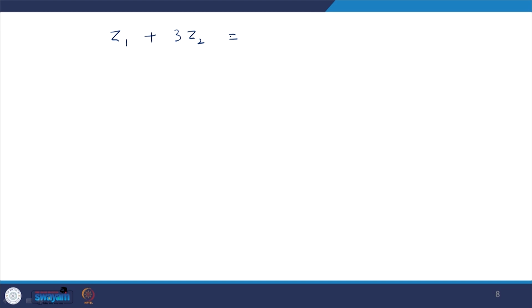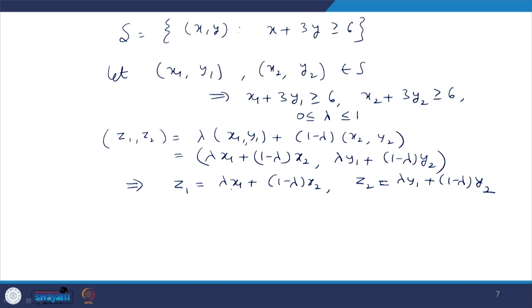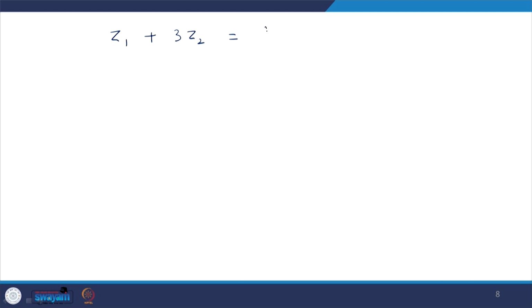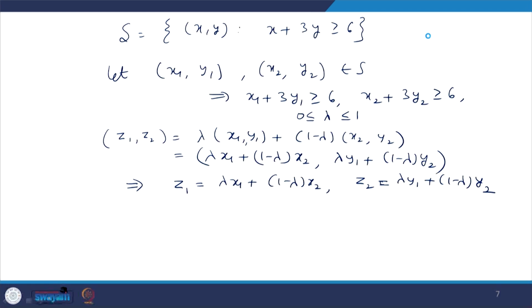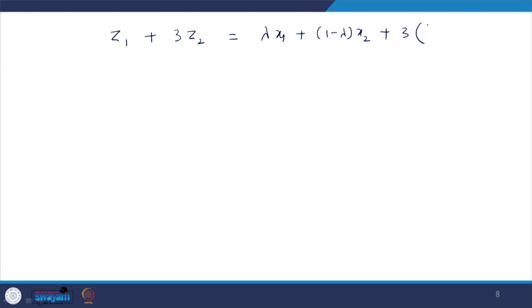So, what is z 1? See, z 1 is lambda x 1 plus 1 minus lambda x 2. So, substitute lambda x 1 plus 1 minus lambda x 2 plus 3 times z 2. What is z 2? z 2 is lambda y 1 plus 1 minus lambda y 2. So, substitute, it is lambda y 1 plus 1 minus lambda y 2.